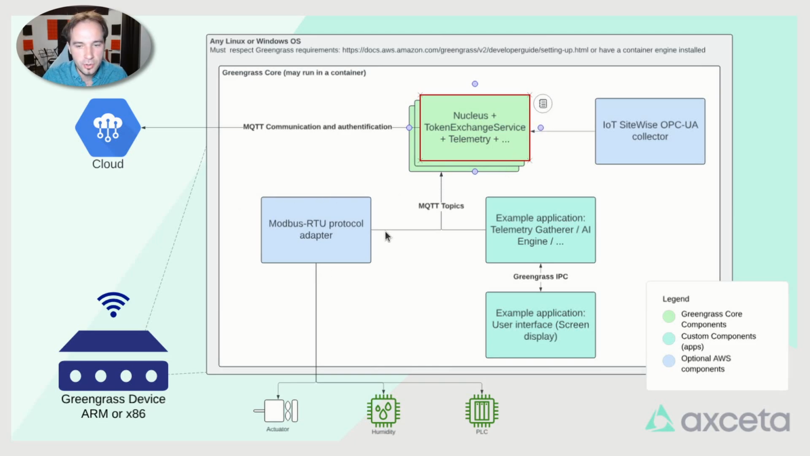The other boxes, you have, for example, two blue boxes that are AWS provided components, so optional components with built-in features that, in this case, allow Modbus communication or OPC UA communication. And then the remaining boxes are example applications you could have developed that do telemetry gathering, AI processing, or anything, and another application that communicates through Greengrass IPC with the previous one, that shows a user interface with screen display, for example. That could be an example application in Greengrass.